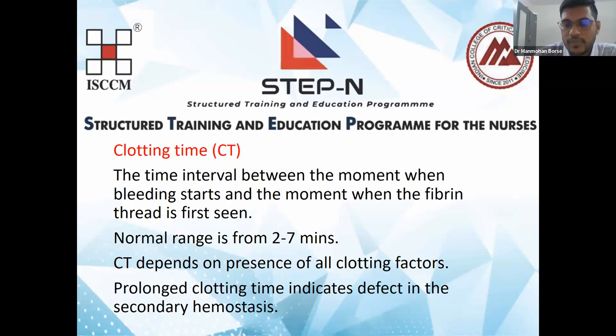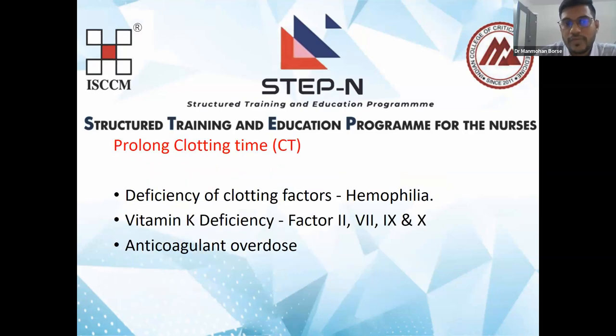Prolongation of clotting time will reflect a defect in the coagulation cascade, that is nothing but secondary hemostasis. So where do we see prolongation of clotting time? In the deficiency of clotting factors like hemophilia A or B, deficiency of vitamin K dependent coagulation factors like factor 2, 7, 9, 10, and overdose of anticoagulants.